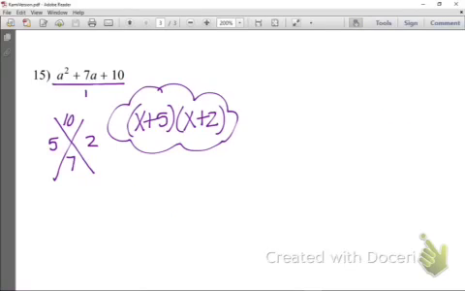Okay, guys, last problem here. This is probably the easiest one on the paper for you. Magic numbers of 5 and 2 multiply to make 10. They add up to make 7. We're dividing by 1, so those numbers aren't changing. Bring them right to your parentheses, and your final answer should say (x + 5)(x + 2).